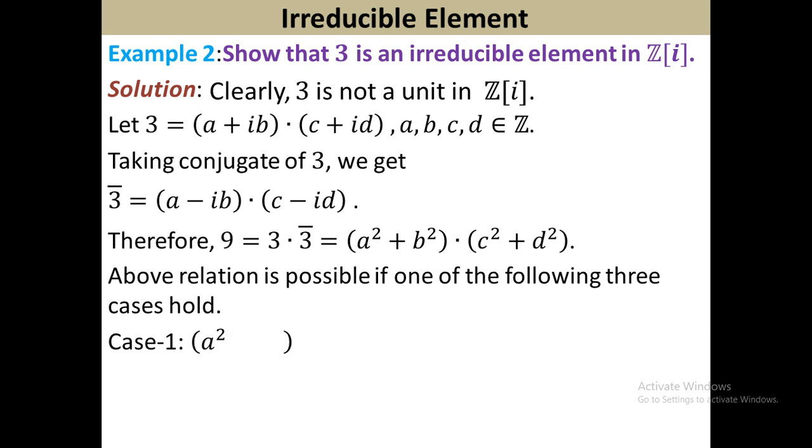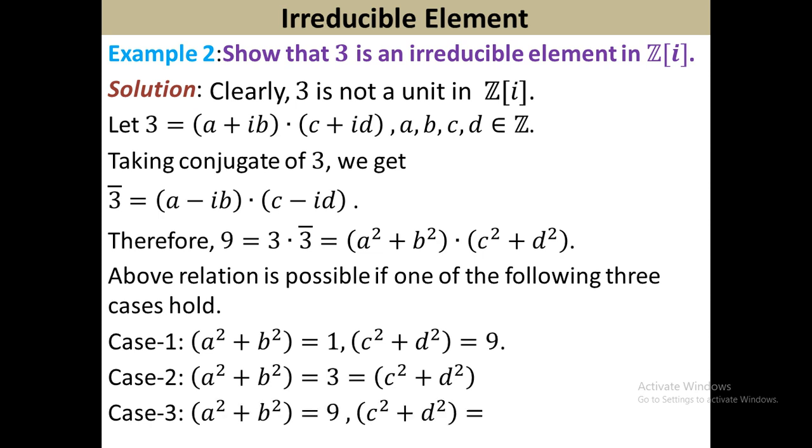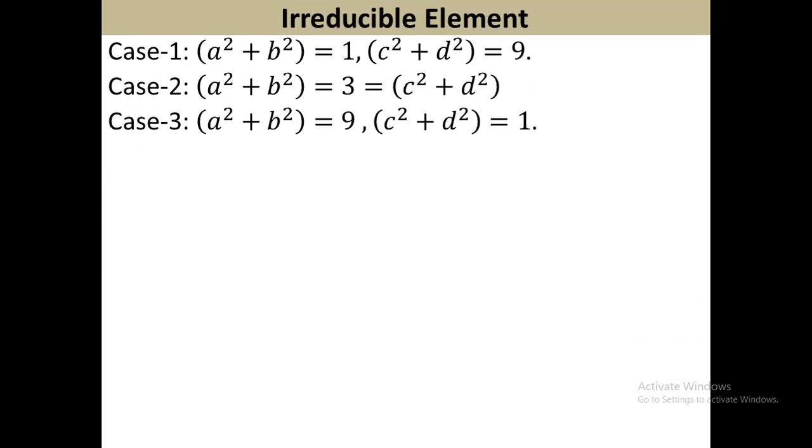Case 1: a square plus b square is 1, but c square plus d square is 9. Case 2: a square plus b square is 3 and c square plus d square is also 3. And the last case: a square plus b square equals 9, but c square plus d square equals 1. Now we discuss every case. Here a square plus b square equals 1. If a plus ib has a multiplicative inverse, it will be (a minus ib) by (a square plus b square). That is, the real part is a by (a square plus b square), and the imaginary part is minus b by (a square plus b square).